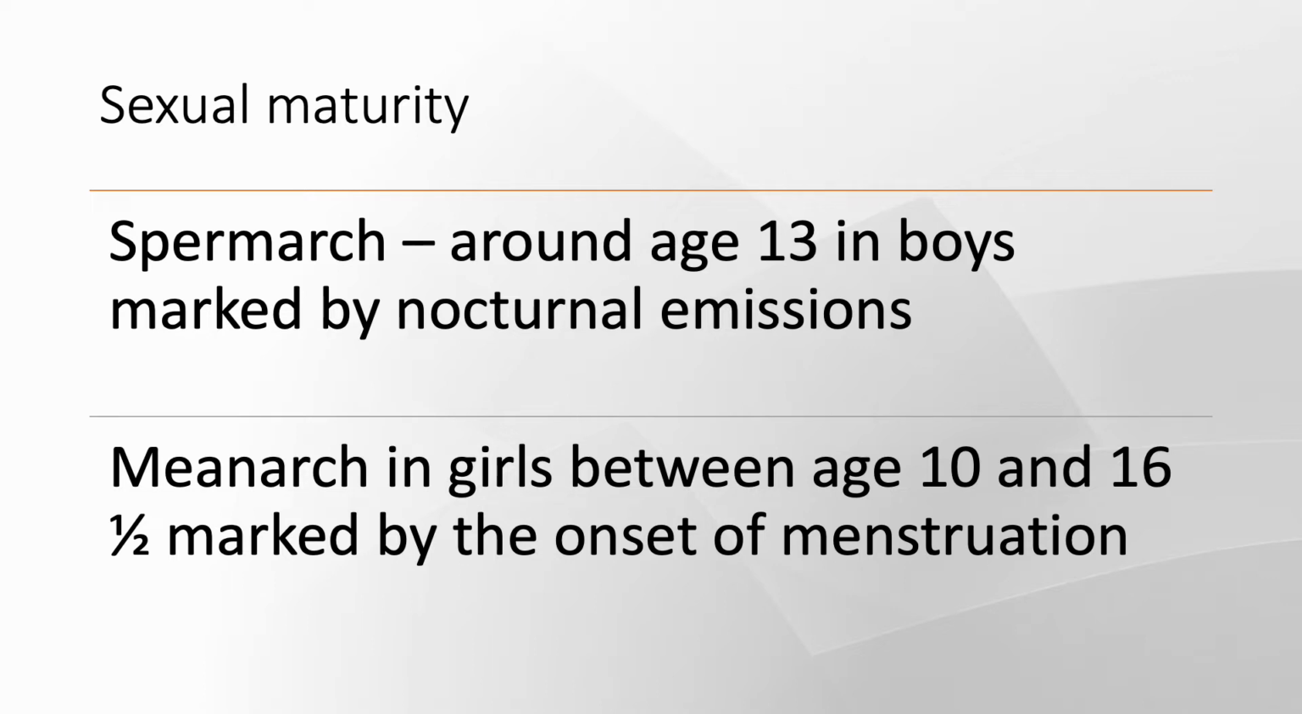you should know that when we're talking about sexual maturity, for males we're talking about spermarche, which is around age 13 in boys, and this is generally the age when they start having nocturnal emissions. For a lot of them, this catches them off guard, even though you would think that they would have heard about it from friends. Menarche in girls is between 12 and 16, and it is marked by the onset of menstruation. So there's a big age range for this to occur in girls.